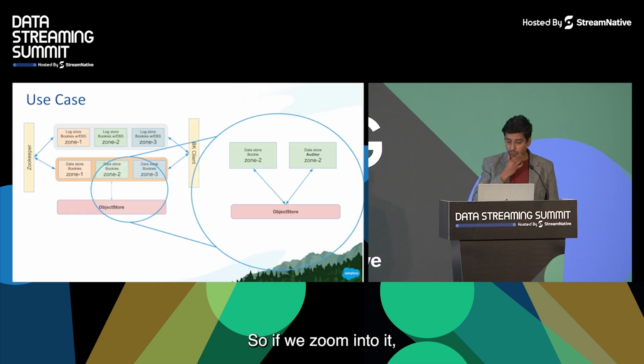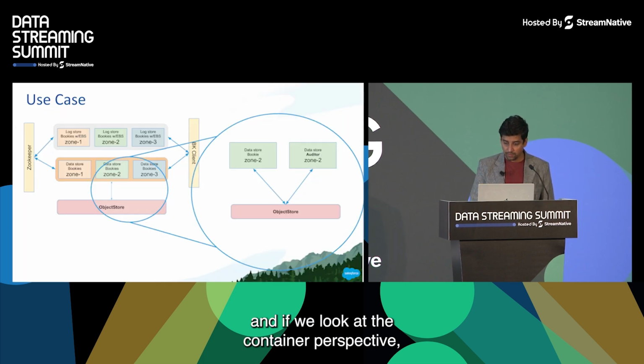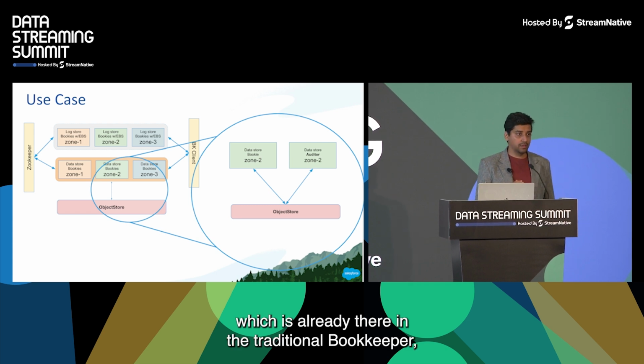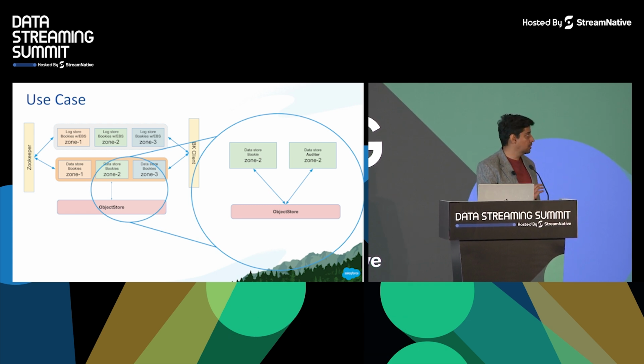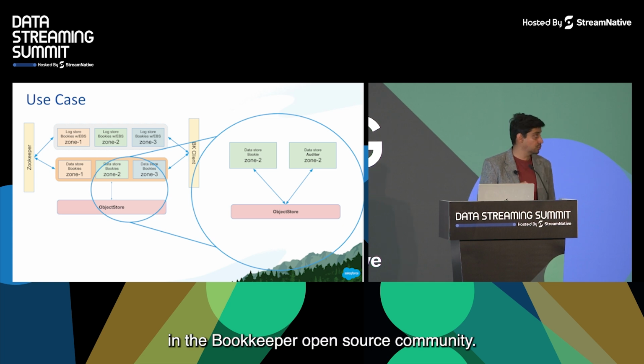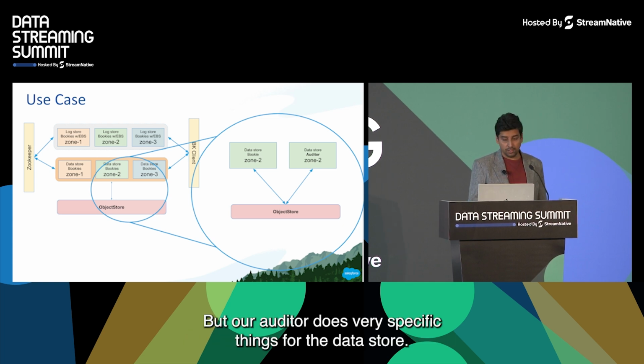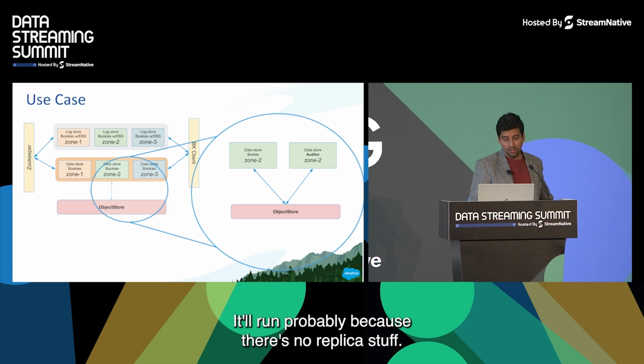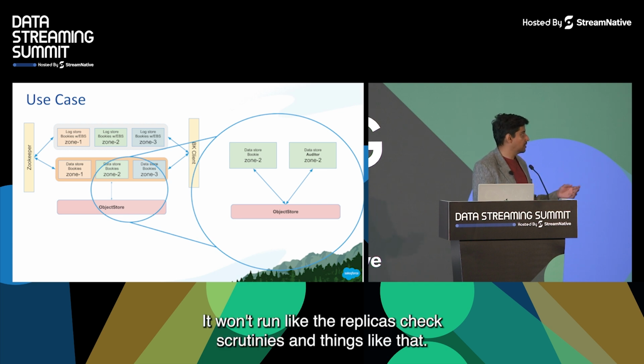So if we zoom into it and look at the container perspective, we introduced this thing called the auditor, which is already there in the traditional BookKeeper, in the open source community. But our auditor does very specific things for the data store. It won't run all the scrutinies that we run in the community BookKeeper. Because there's no replica stuff, it won't run the replicas check scrutinies and things like that.